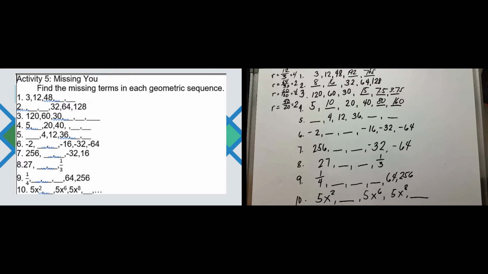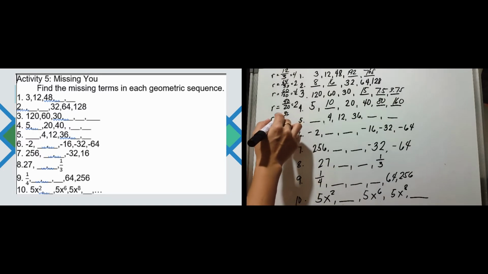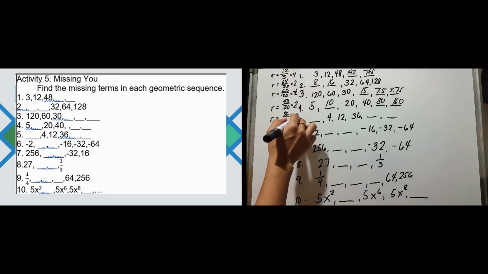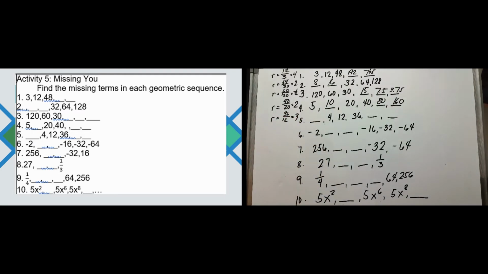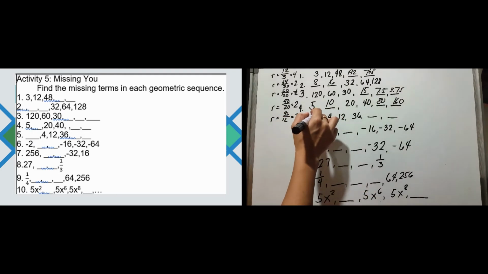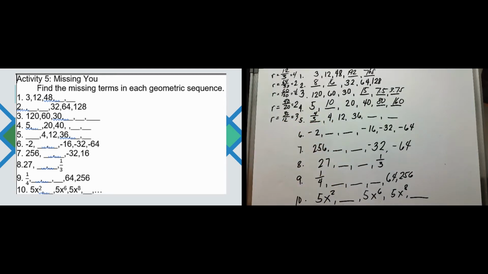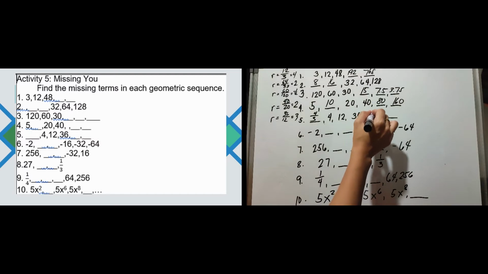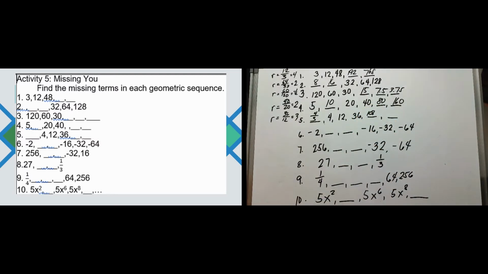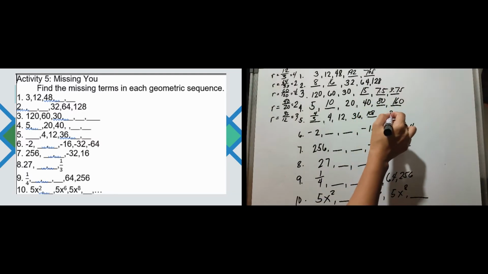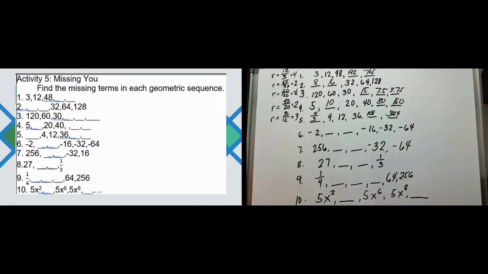Number 5, we're going to use 36 and 12. So the common ratio is equal to 36 divided by 12. So the answer in here is 3. Okay? So we're going to have in here 4/3. 36 times 3, 108. Times 3, 324. Okay? So let's have number 6.